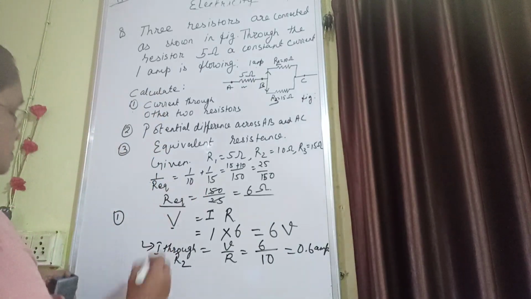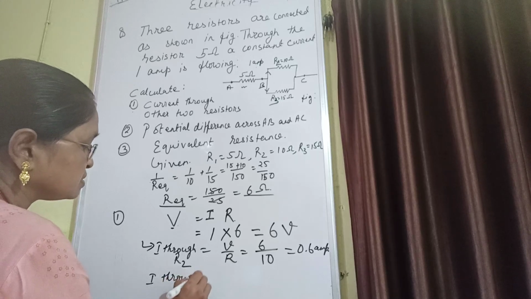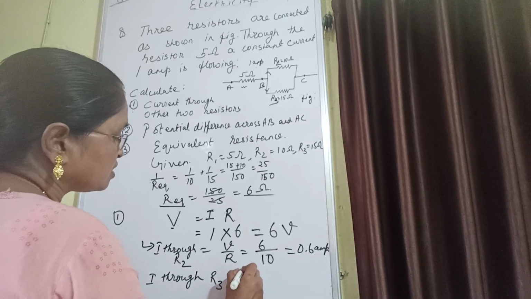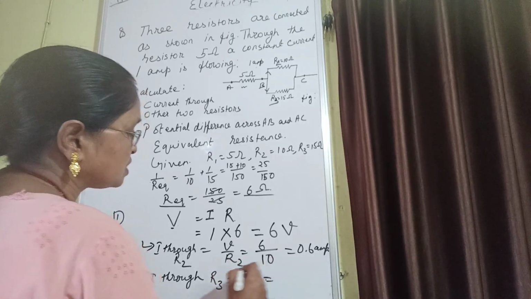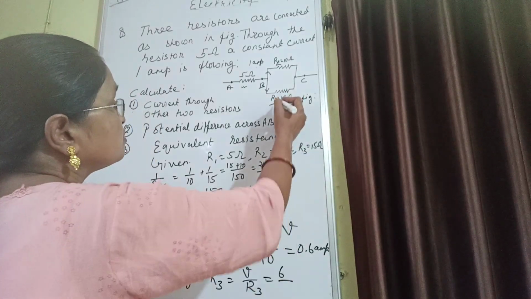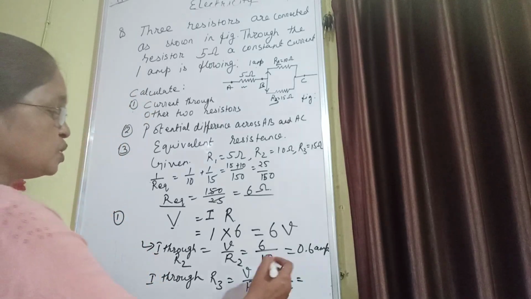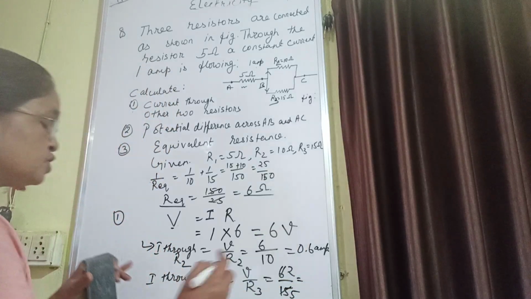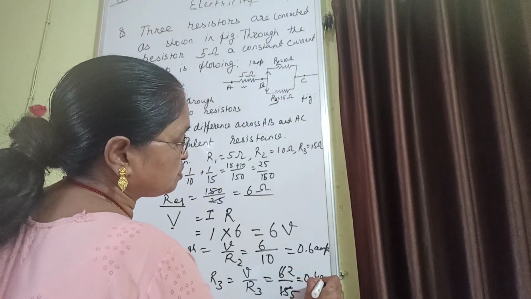Same way, I through R3 is V by R3. V is 6 volt, R3 is 15 ohm. So what will you get for this? That is 0.4 ampere.